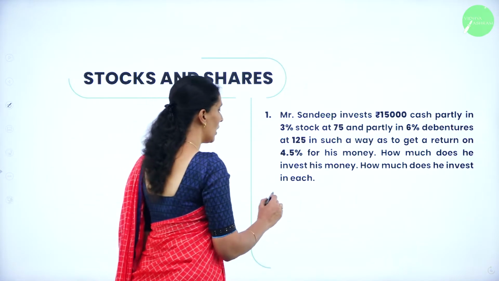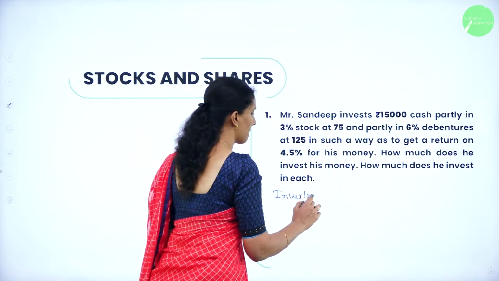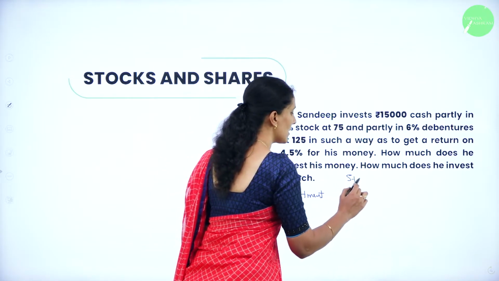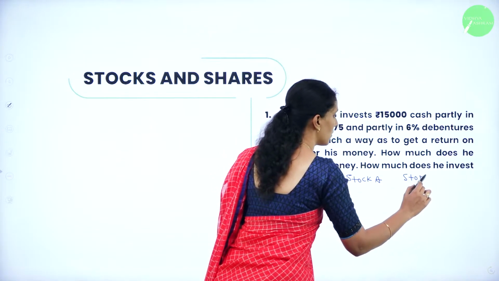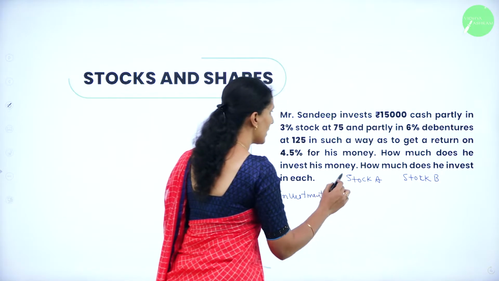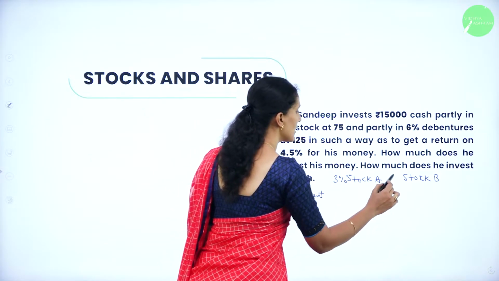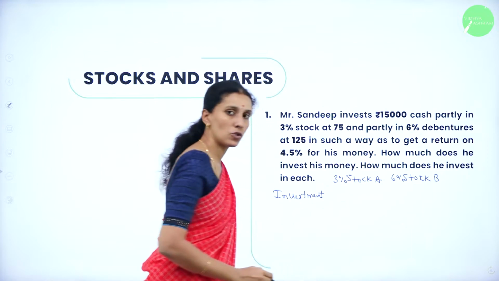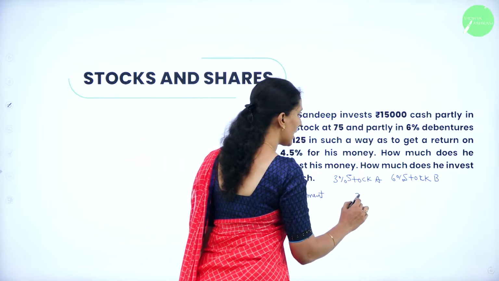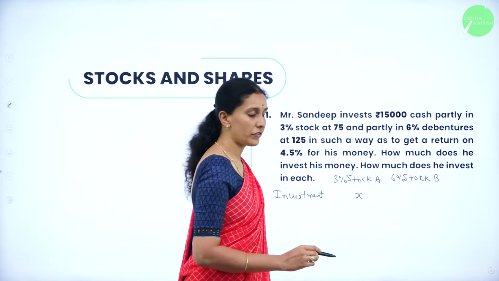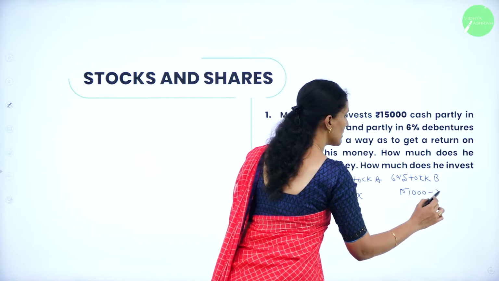Let us take the investment. Let me consider this as stock A and this as stock B. So this is what he has invested on 3% stock and this is what he has invested on 6% stock. So investment for stock A, let me take it as X. He has an amount of 15,000, which means the remaining will be 15,000 minus X.